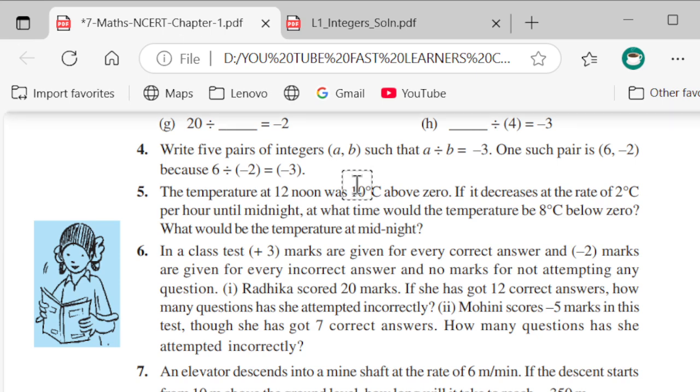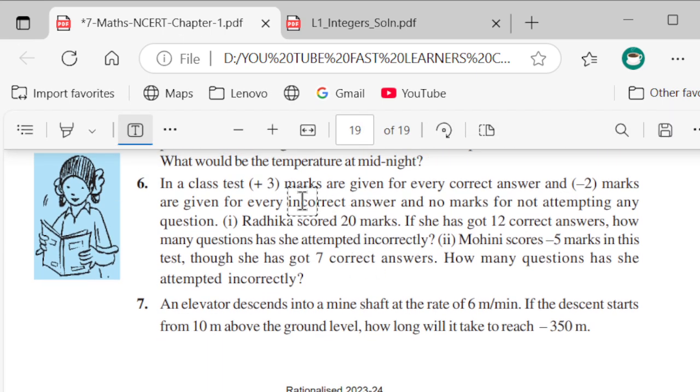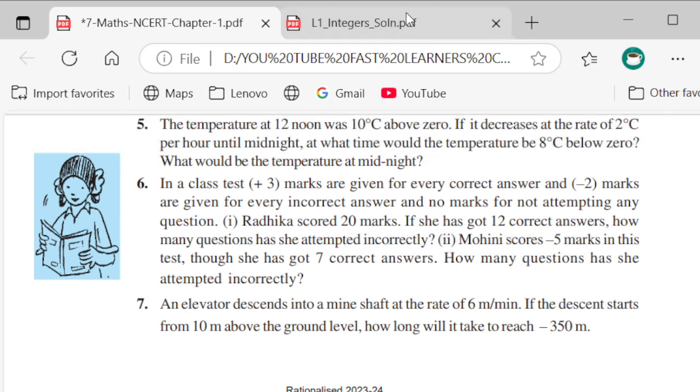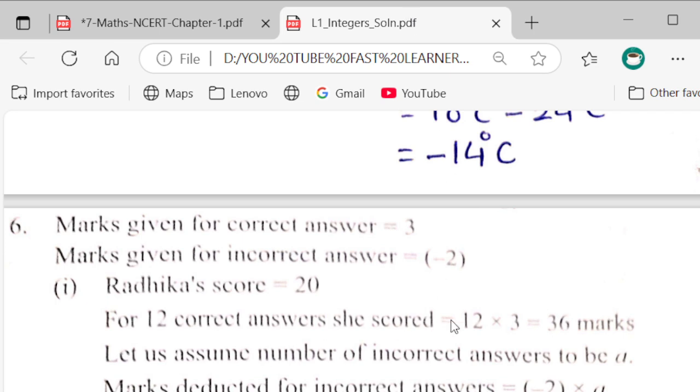Let's see the next sum. In a class test, plus 3 marks are given for every correct answer and minus 2 for every wrong answer. Radhika scored 20 marks and she has 12 correct answers. How many questions has she attempted incorrectly? Let's see this. See, 12 correct answers, she scored 36 marks, and for every wrong answer she has lost 2 marks.